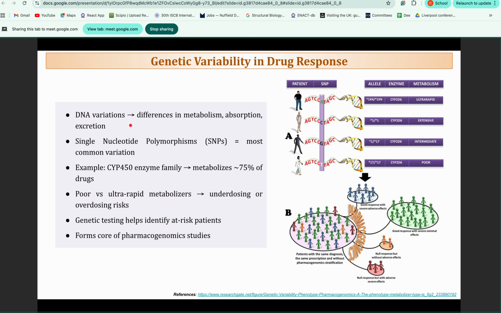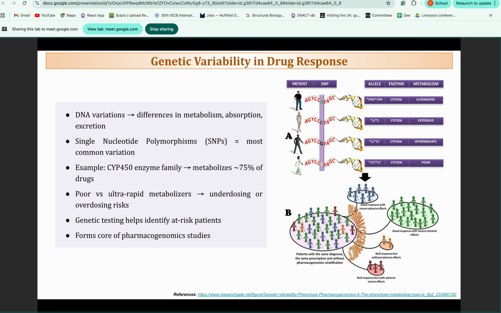So DNA variants, that means if a gene has different variants, or there are some SNPs, which are single nucleotide polymorphisms, which are normally present and not related to any disease, but are just a polymorphism of that particular gene. DNA variants can lead to differences in metabolism, absorption, excretion. And single nucleotide polymorphisms are the most common variations. Whenever we go for DNA fingerprinting, we know that the majority of our DNA is entirely the same, but some of the regions vary.